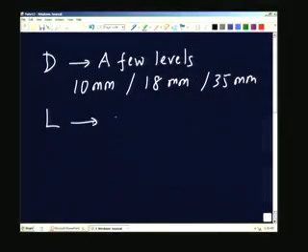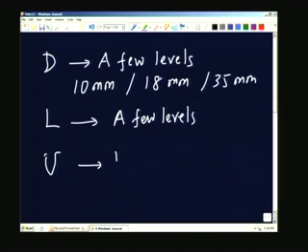Of course, length can be any value. You can have different lengths. L, you can have, again I will say a few levels. The maximum length possible is the length which is available in the market, about 6 or 7 meters, and you can cut it into shorter, smaller lengths if you want to do that. So, a few levels are possible. U, many levels are possible.